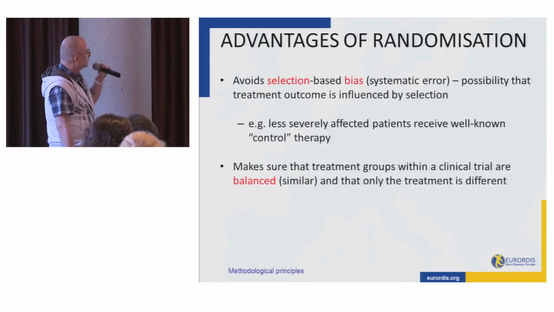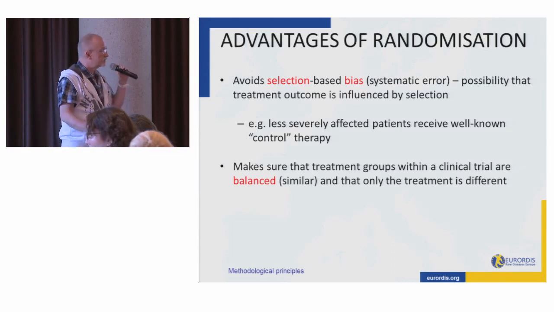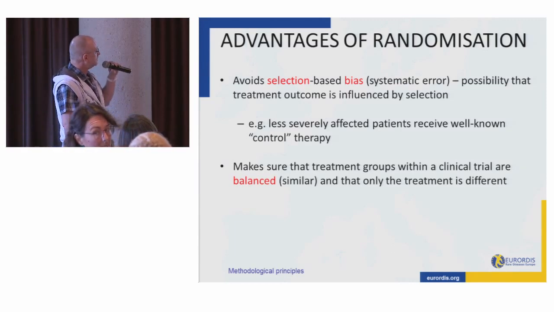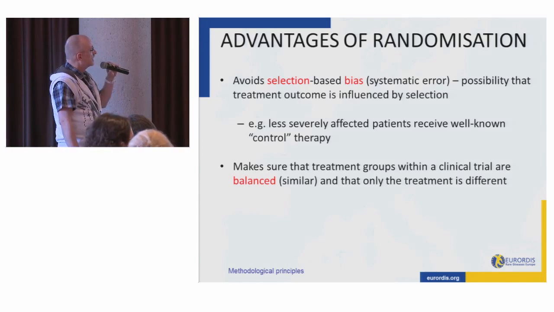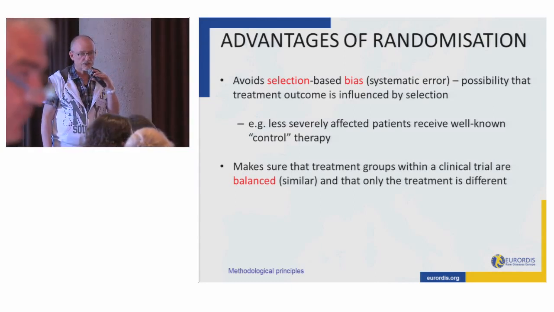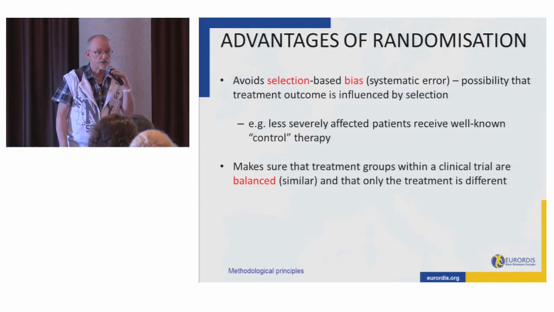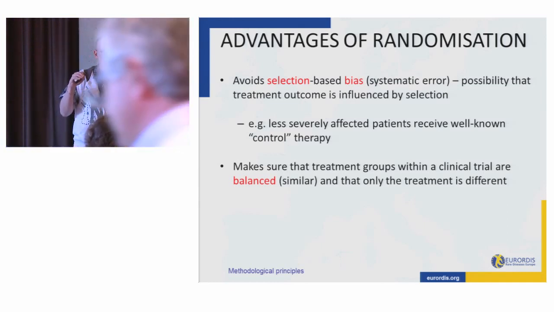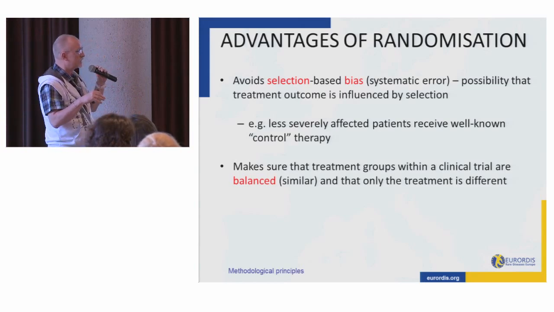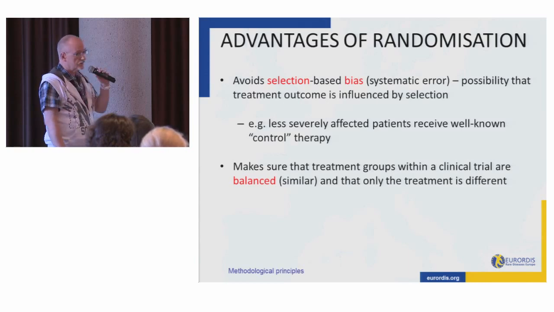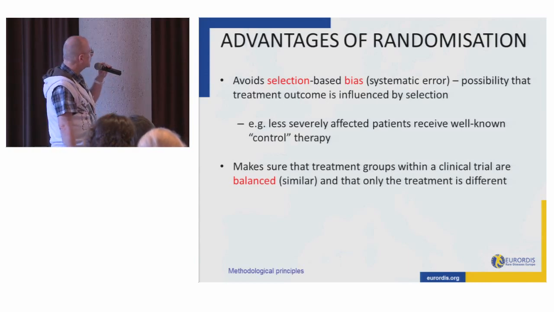Other advantages of randomization: well, you avoid the selection bias we already touched upon, the possibility that the treatment outcome is influenced by the selection. It could happen that, for example, if you have an open label study, you know what you're receiving. The investigator may bias the allocation by perhaps allocating certain types of patients into the placebo group. And that will cause, obviously, bias to the study results.